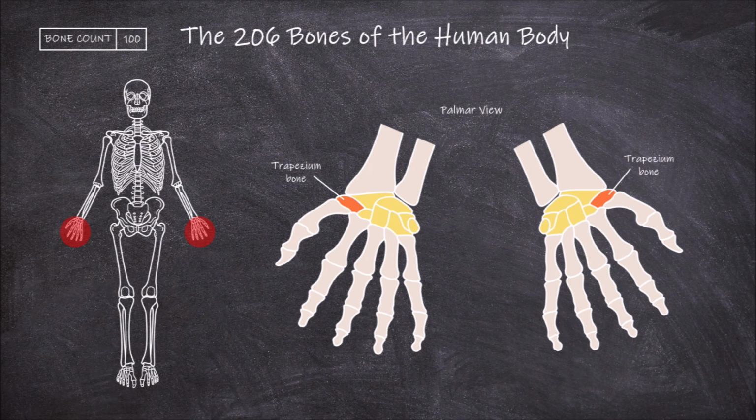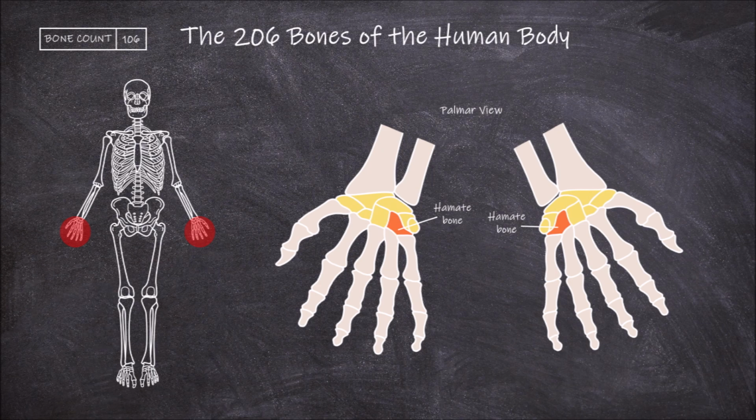Next up are the 2 trapezoid bones, again one in each hand. This takes our total up to 102 bones. Then we have the 2 capitate bones, one in each hand. This takes us up to 104 bones. Next up are the 2 hamate bones, again one in each hand. This takes our total up to 106 bones.